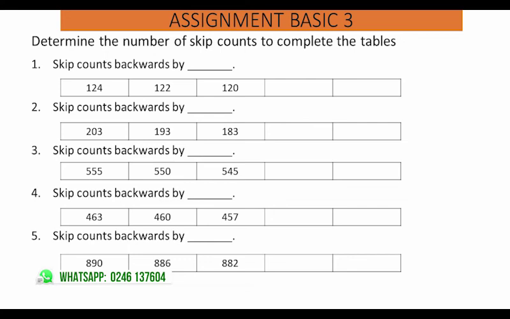Number 5, skip count backwards by, the numbers to be used are 890, 886, 882. With this, you are to determine the number of skip counts to complete the tables.